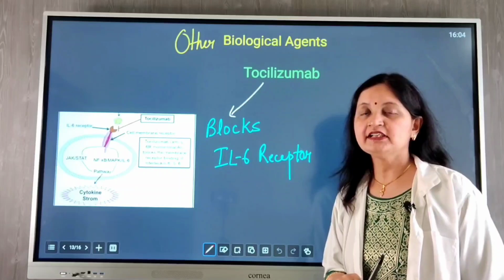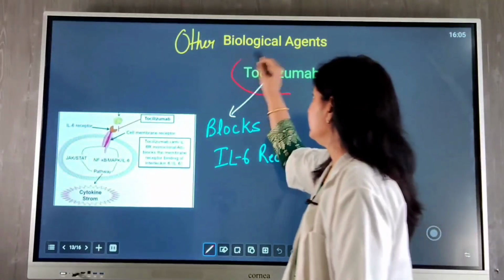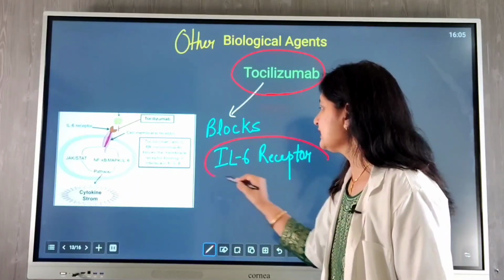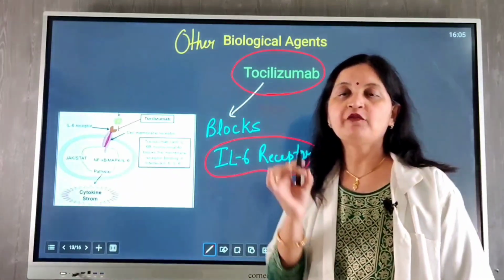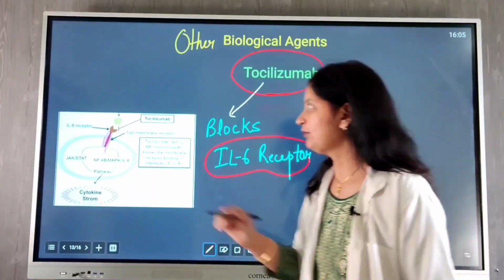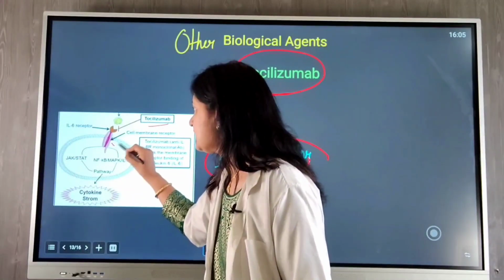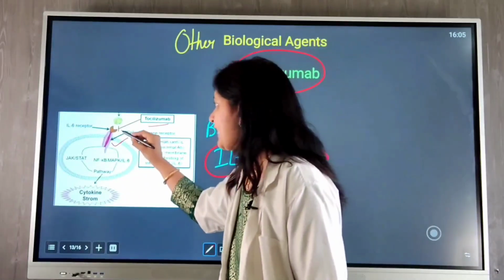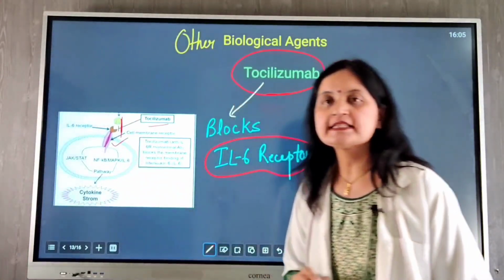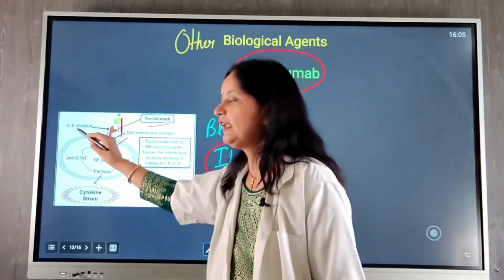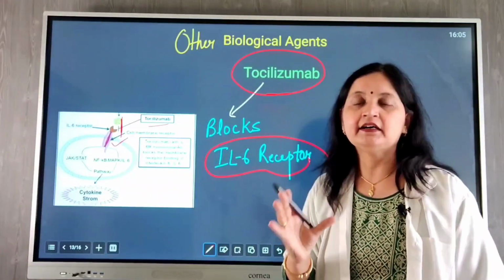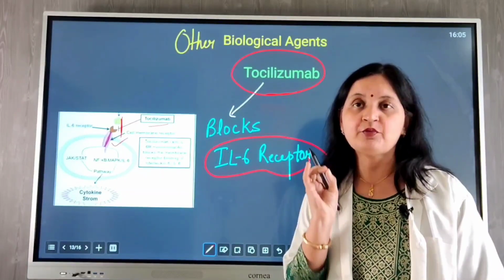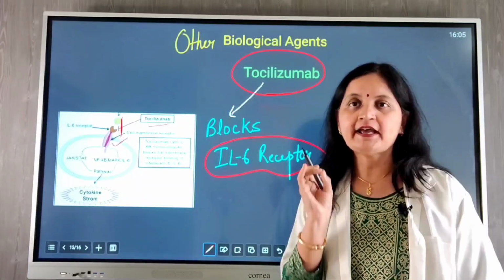What about the other biological agents? Tocilizumab. Now, tocilizumab is a monoclonal antibody which blocks the interleukin 6 receptor. It prevents the binding of interleukin 6 to the receptor. As you can see here, the interleukin 6 receptor, which is expressed in the cell membrane, and tocilizumab acts by blocking the interleukin 6 receptor, preventing the binding of interleukin 6, so preventing the action of interleukin 6. So interleukin 6 is a cytokine, it is responsible for chronic inflammation, joint damage, destruction.